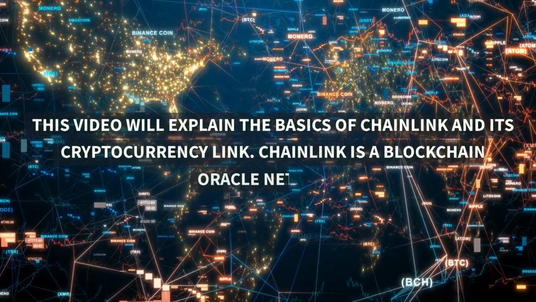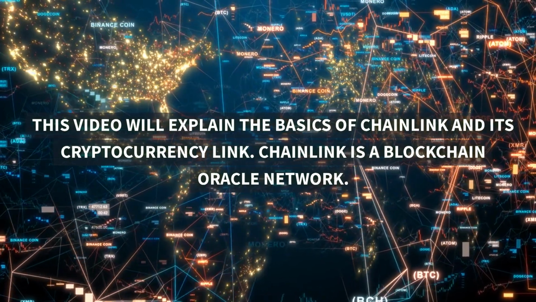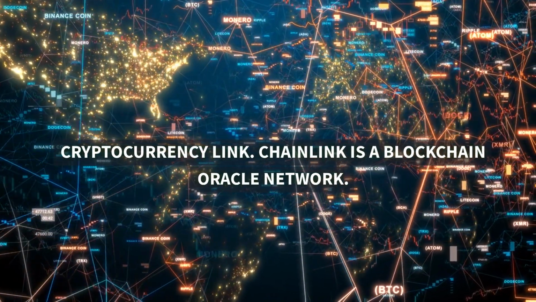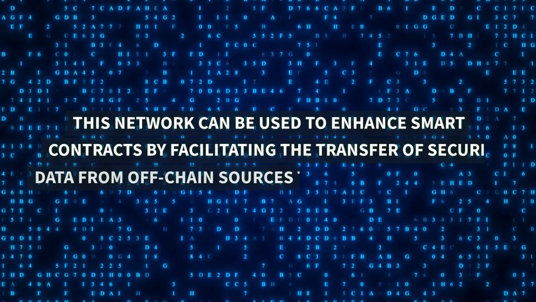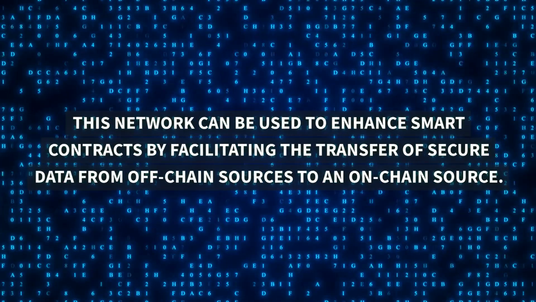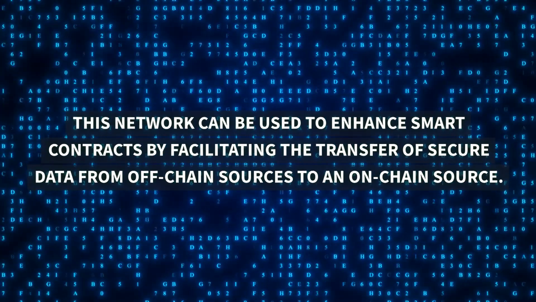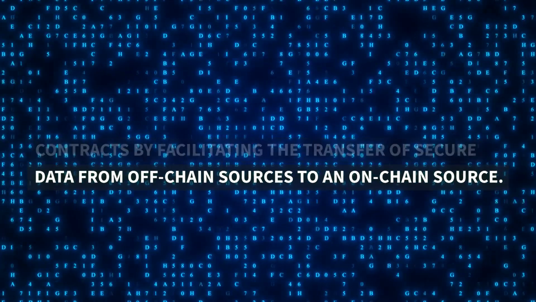This video will explain the basics of Chainlink and its cryptocurrency, LINK. Chainlink is a blockchain oracle network. The network can be used to enhance smart contracts by facilitating the transfer of secure data from off-chain sources to an on-chain source.